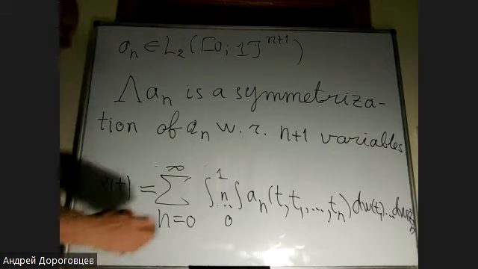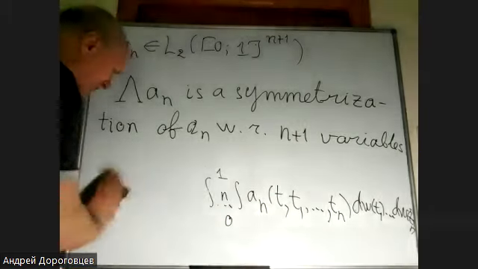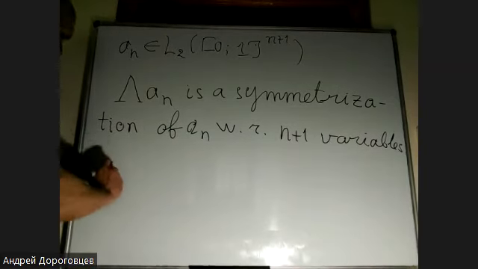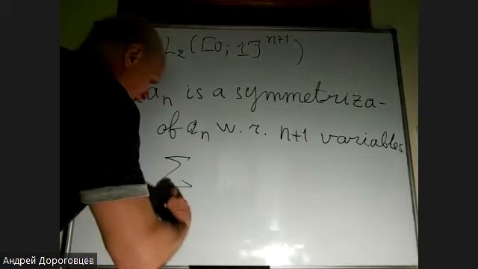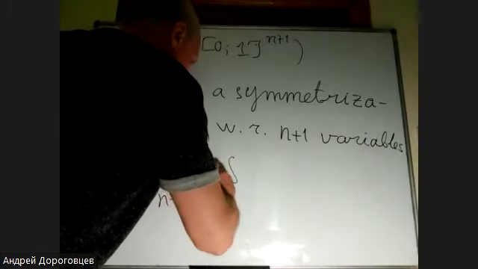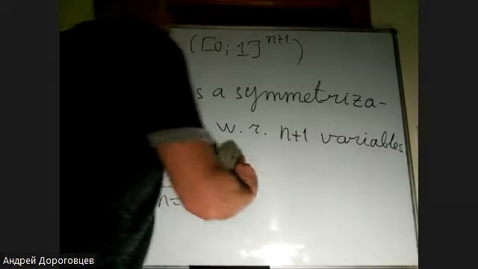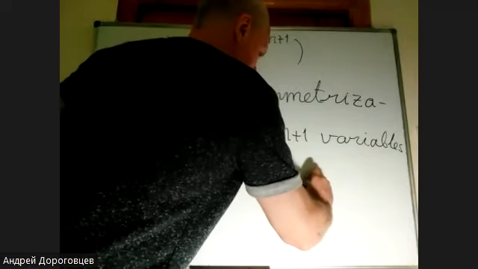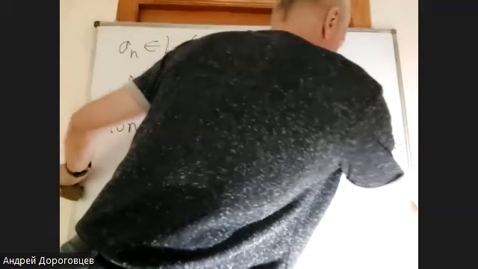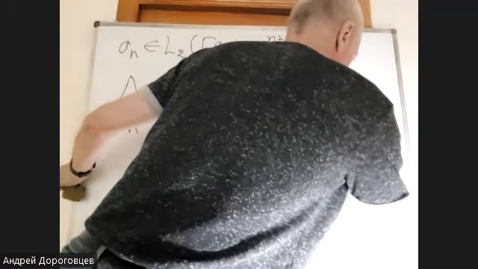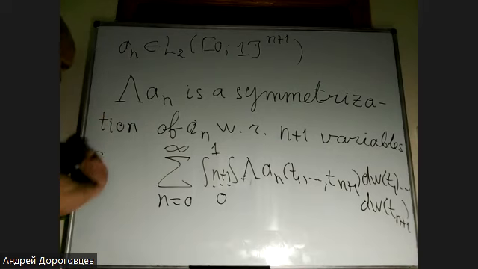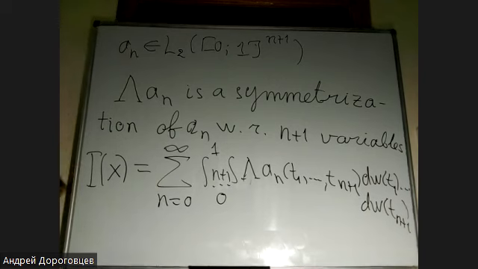Then it can happen, it is not a common case, but it can happen, that when we do such symmetrization and consider the following sum, from n equals 0 to infinity of the multiple integral I_{n+1} of lambda a_n(t_1, ..., t_{n+1}) dW_{t_1} ... dW_{t_{n+1}}, this series converges. And if it is so, then we put the extended or Skorokhod stochastic integral of the initial random function X to be equal to this sum.